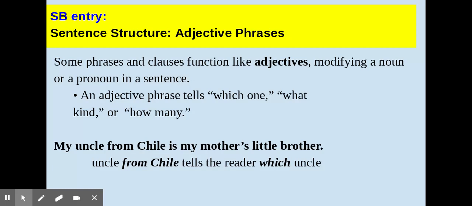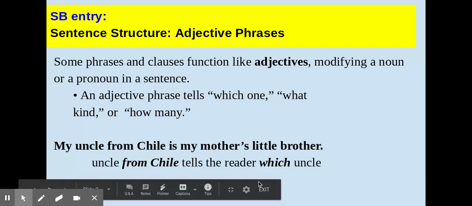So with that being said, an adjective phrase does the same thing, except that it does it in multiple words, and it normally answers the question which one, what kind, or how many. And a lot of times, helpful hint, guys, adjective phrases look like prepositional phrases. Not every prepositional phrase is an adjective phrase, but it's a good place to start when you're unsure. The example from your Ready Workbook, which we're going to get to in a second, is: my uncle from Chile is my mother's little brother.